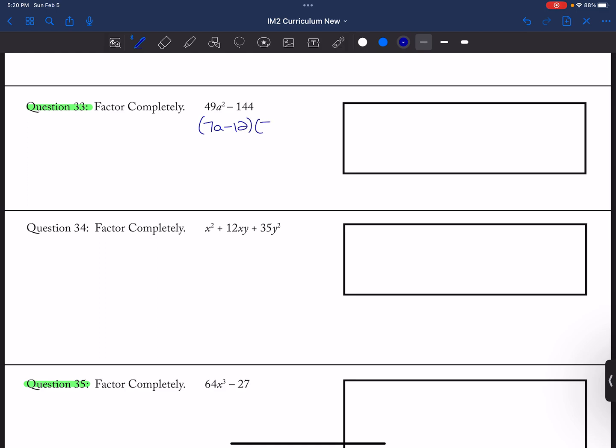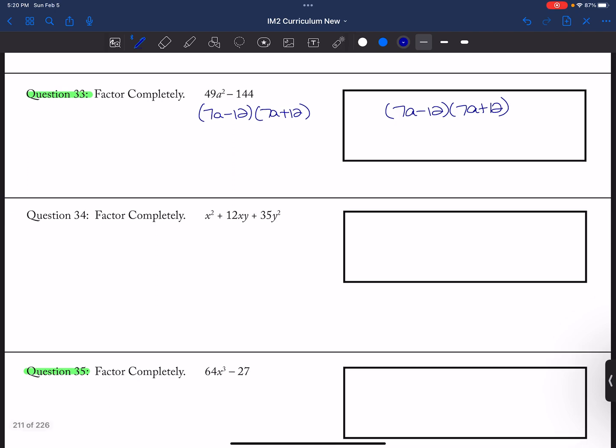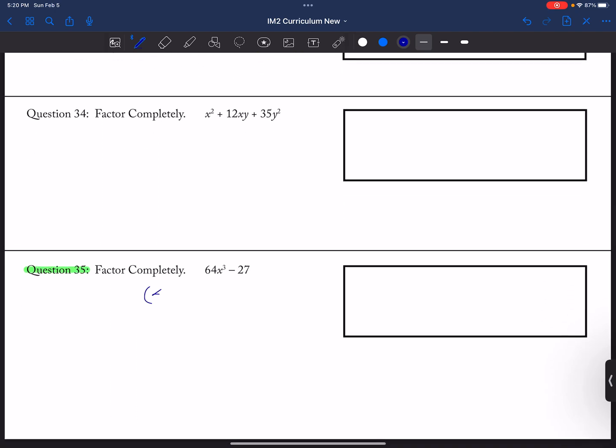Okay, difference of squares, 7a minus 12 and 7a plus 12. Okay, and then a difference of cubes. 4x minus 3, and 16x squared plus 4x times 3 plus 9. So then this is (4x minus 3)(16x squared plus 12x plus 9).